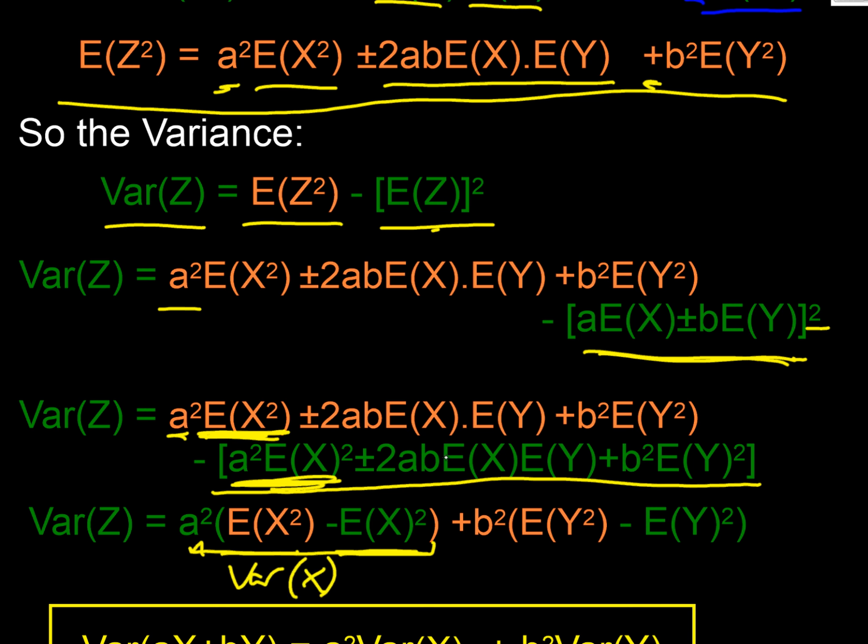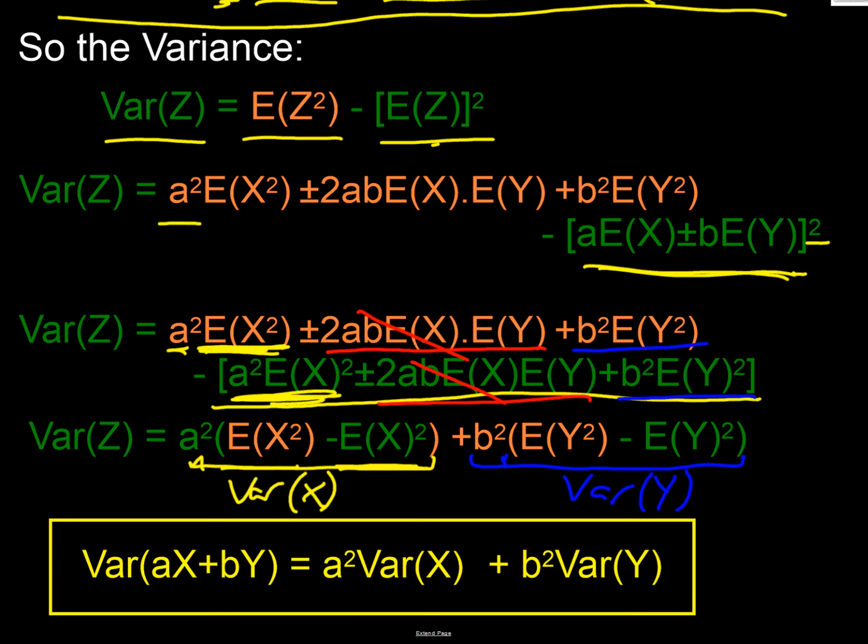We can see that. Then if we look at the right hand terms, here we've got the b squared E of y squared, the expectation of y squared, and here we've got the b squared expectation of y all squared. That's a subtraction, so if we put those two terms together, we can say we've got b squared times the variance of y. And what happens with these other two terms? Well, I've got an expectation term here, 2ab expected x times expected y, and then I've got a subtraction of exactly the same. So those two are going to cancel out.